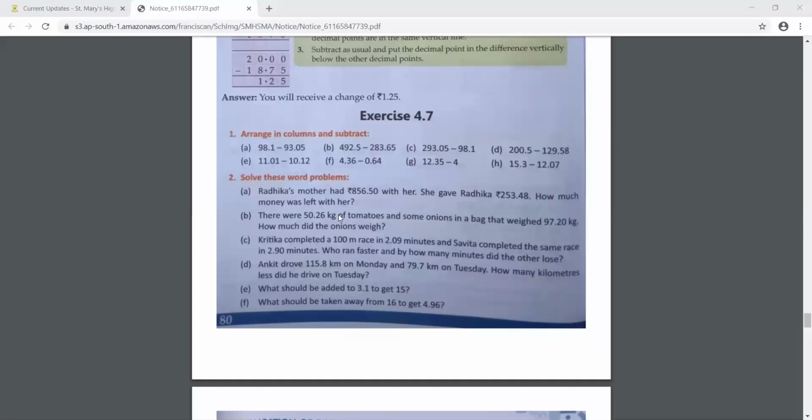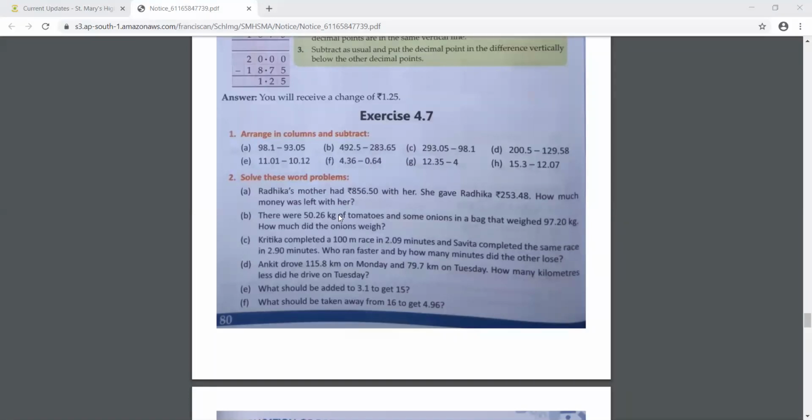What is rupees 856.50? It is the amount that Radhika's mother had. So that itself will be your statement: the amount Radhika's mother had. And what is rupees 253.48? That is the amount she gave Radhika. So that itself will be your statement: the amount she gave Radhika.